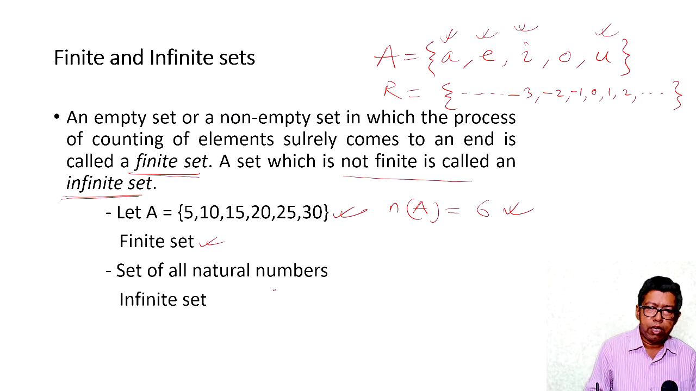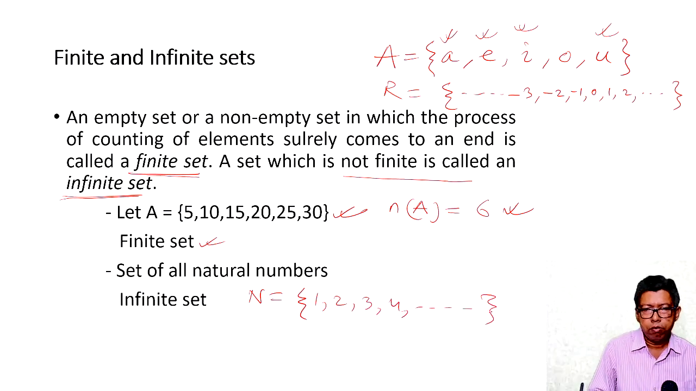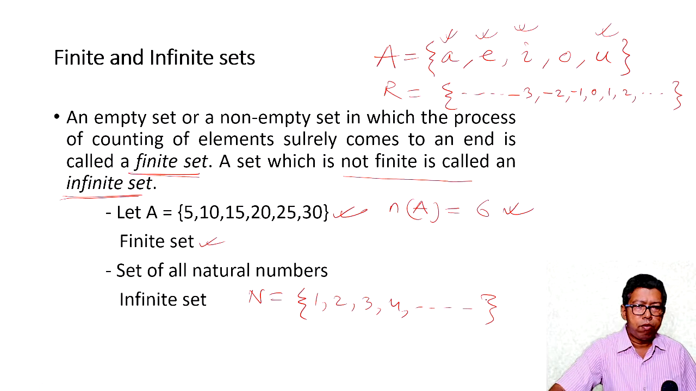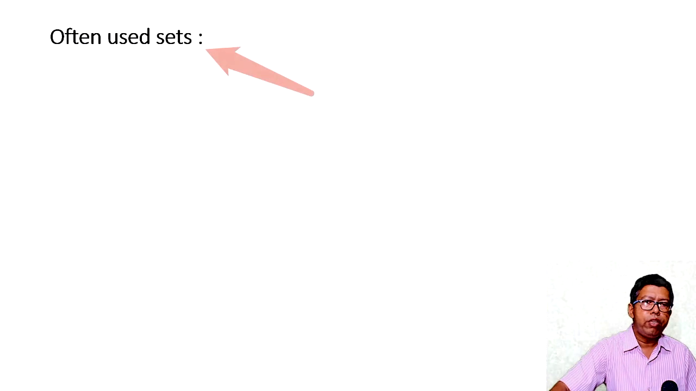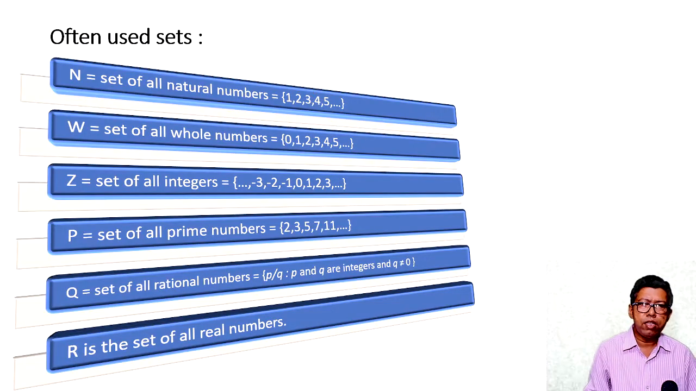The set of all natural numbers is an infinite set, and you know this is denoted by N: 1, 2, 3, 4, 5, 6 and so on. This is going to positive infinity. So the set of all natural numbers is an infinite set. In this way, the set of whole numbers, the set of real numbers, the set of rational numbers, all are infinite sets. Often used sets, these are the notations.